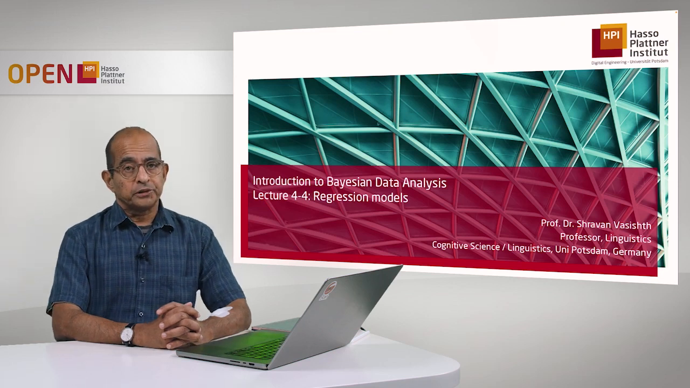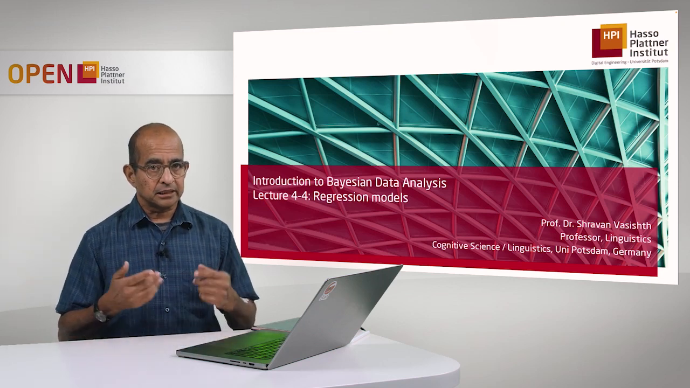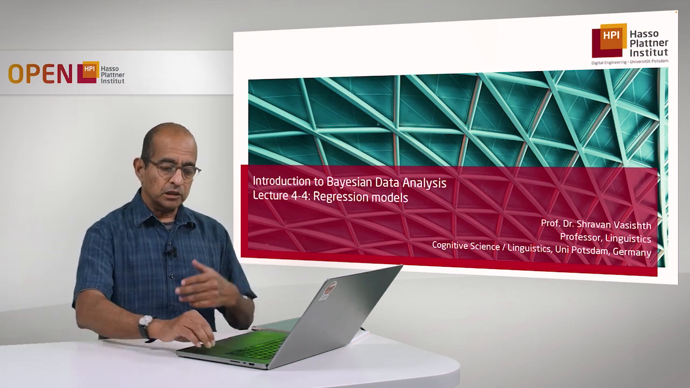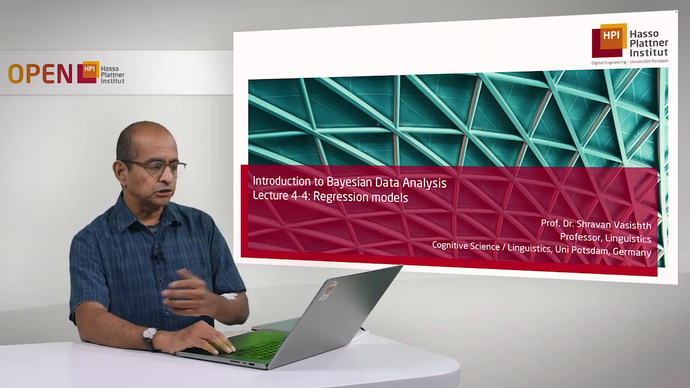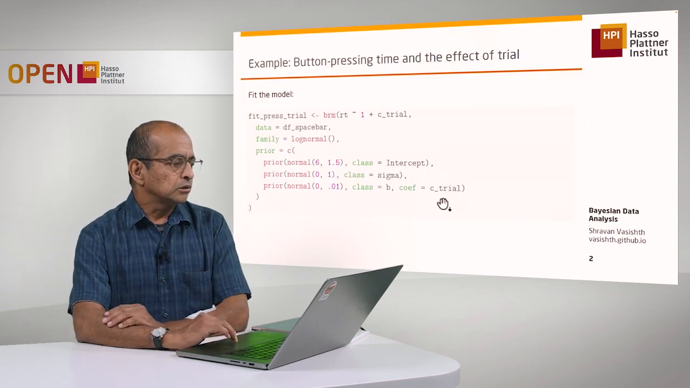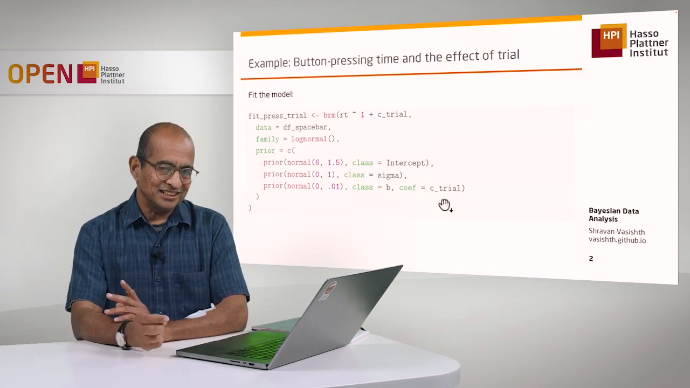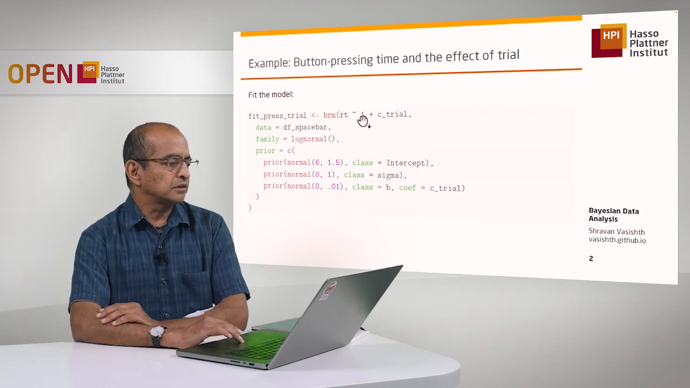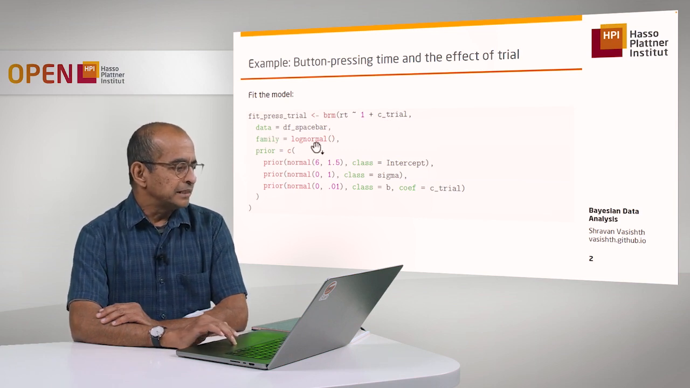What we are now going to do is take this reaction time data, this button pressing time data, and fit it to the model having specified the priors that I showed you earlier. So the code, of course, is now very easy. It's very straightforward, just like the linear model. I've got reaction time as a function of the intercept and the slope, and I've defined my data frame here. The family is log normal.